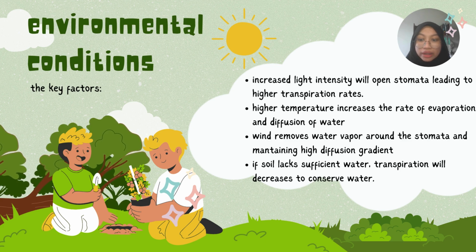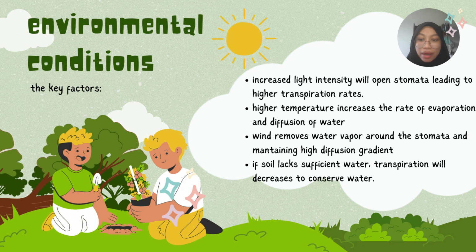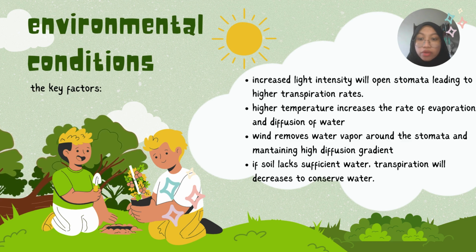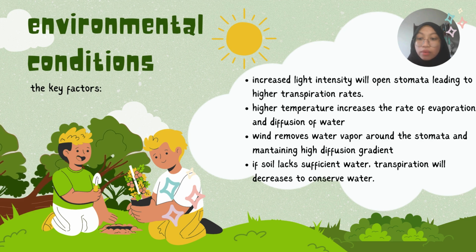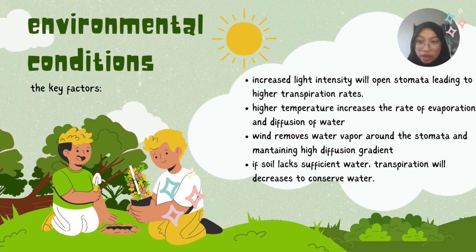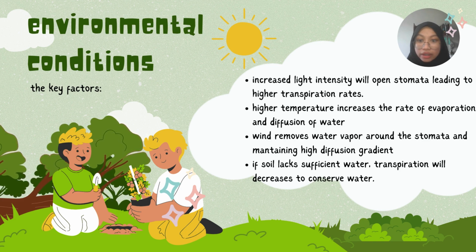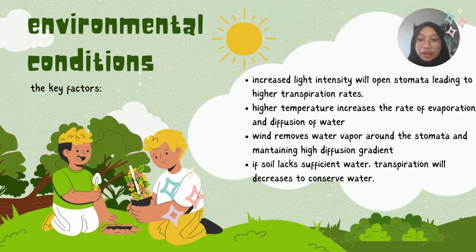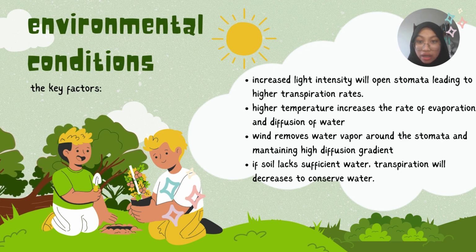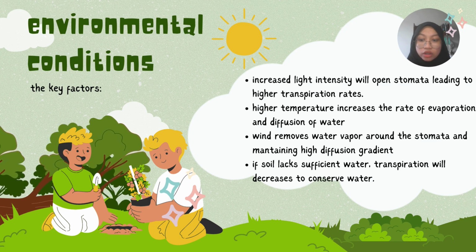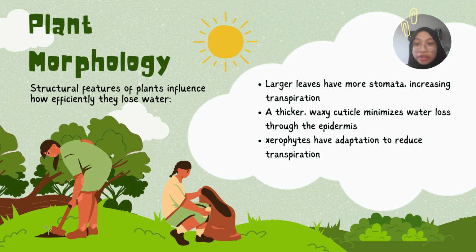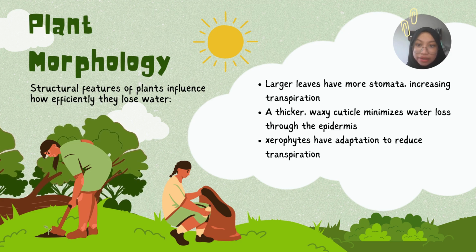Next, we have wind speed. Wind speed will impact the boundary layer of air around the leaf. So faster winds will remove humid air near the stomata, maintaining a high diffusion gradient, and also increasing transpiration. Lastly, soil water availability influences this process. If the soil is dry, the plant will close its stomata to conserve water, so that it will be reducing stress.